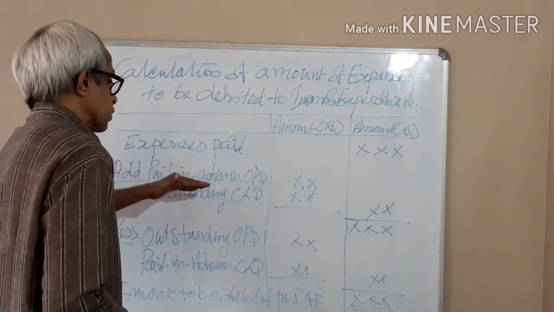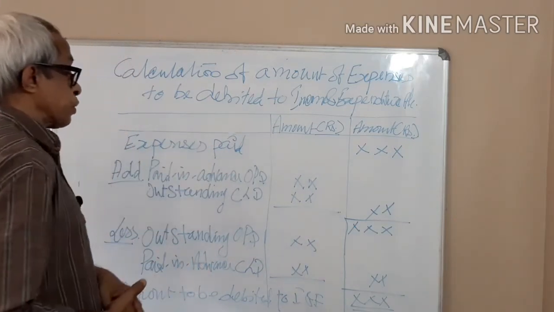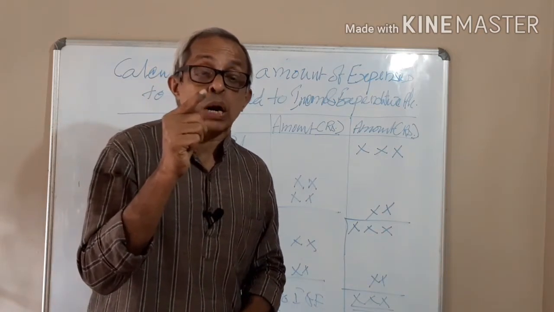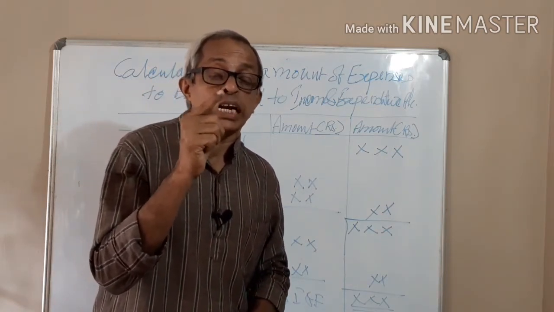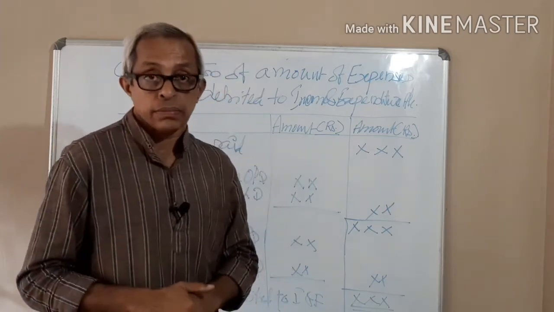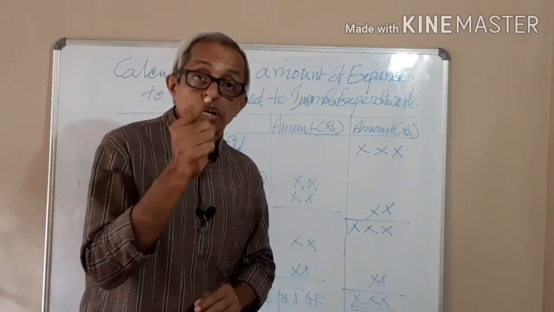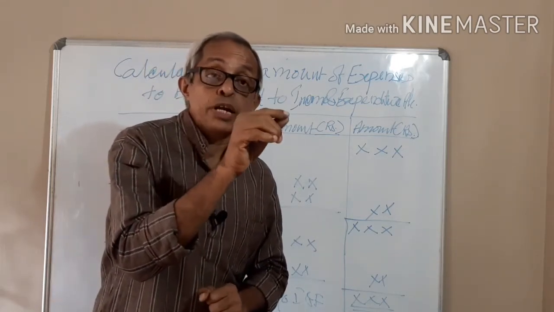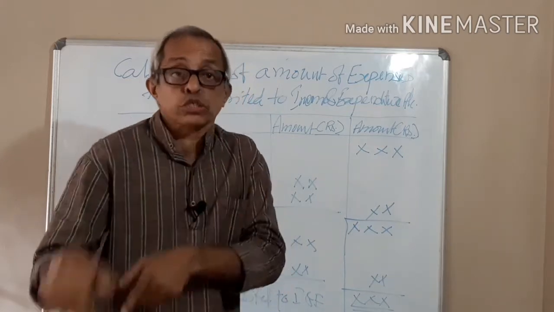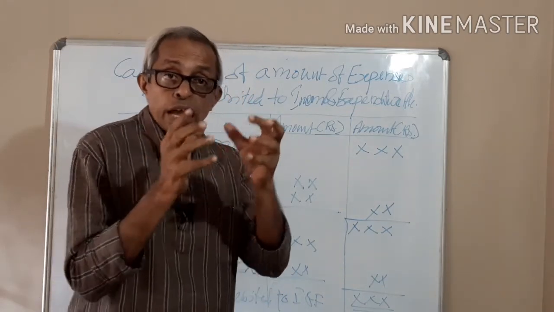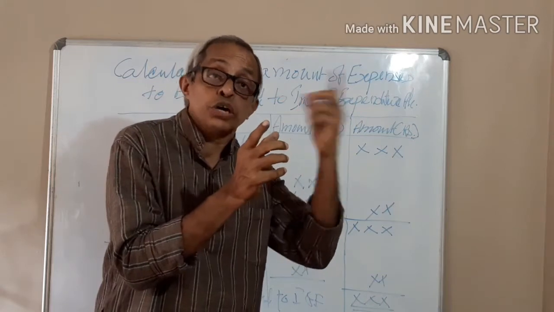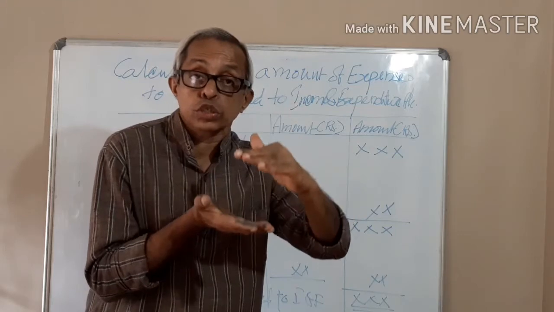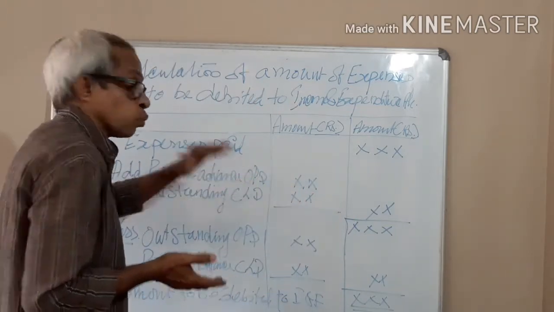The first item is the opening date balance of expenses paid in advance. Expenses paid in advance on the opening date means expenses paid during the previous year, but that does not belong to that particular year, but belongs to this year. Therefore, the amount paid in advance during the previous year might have been deducted. The amount so deducted is added back.